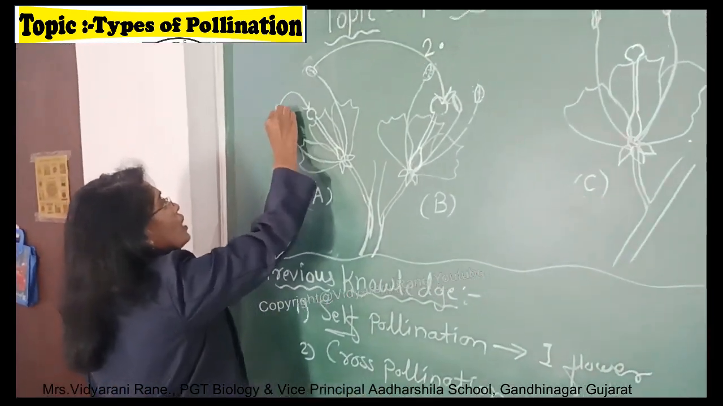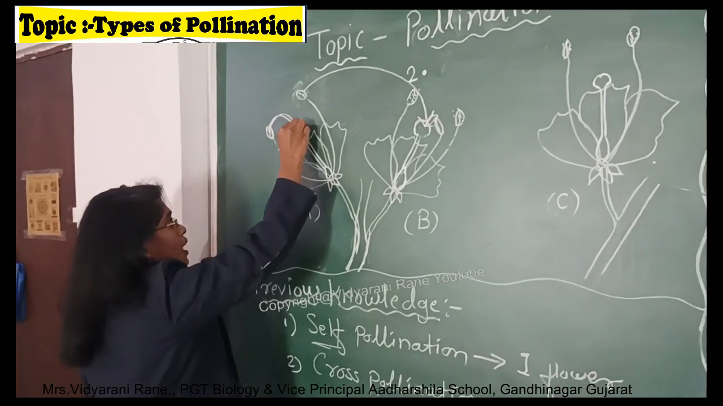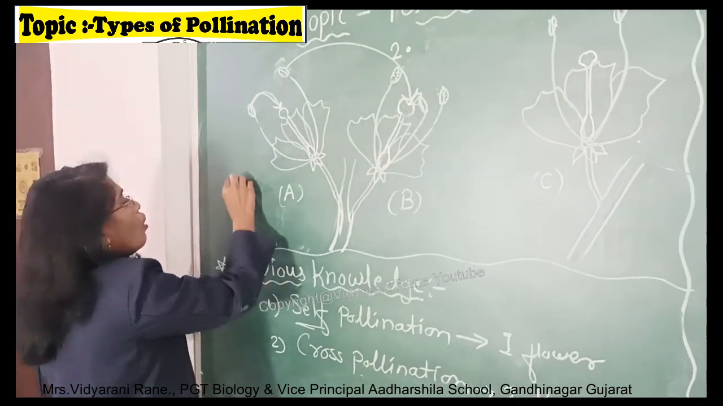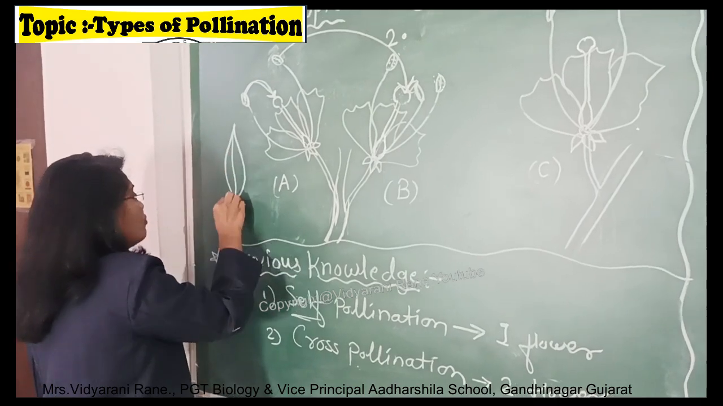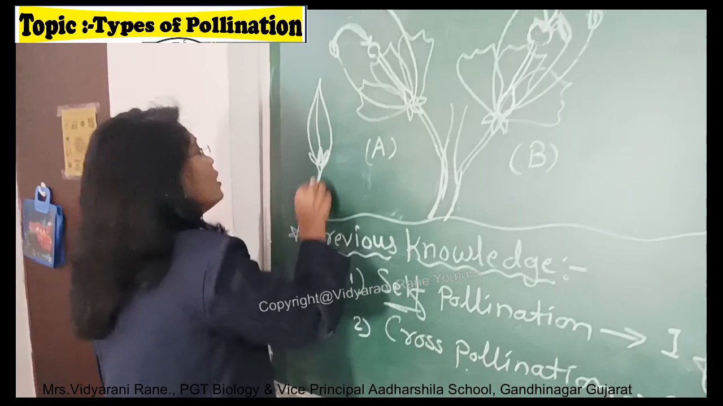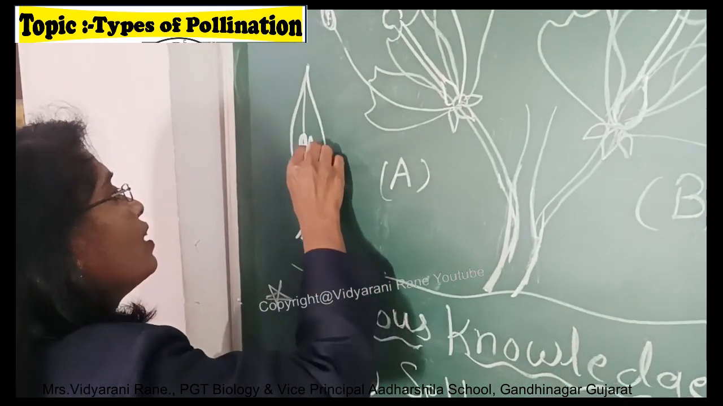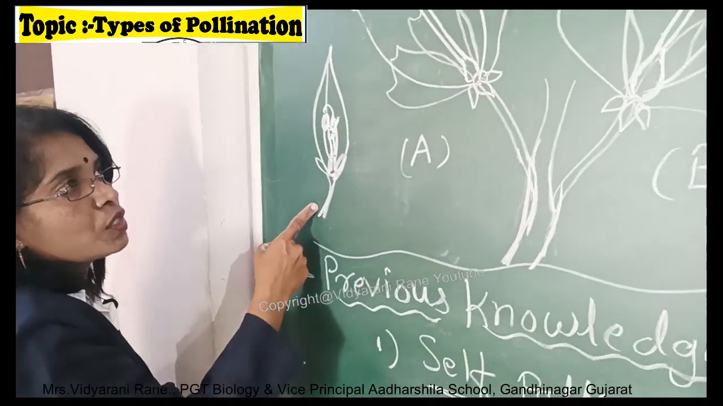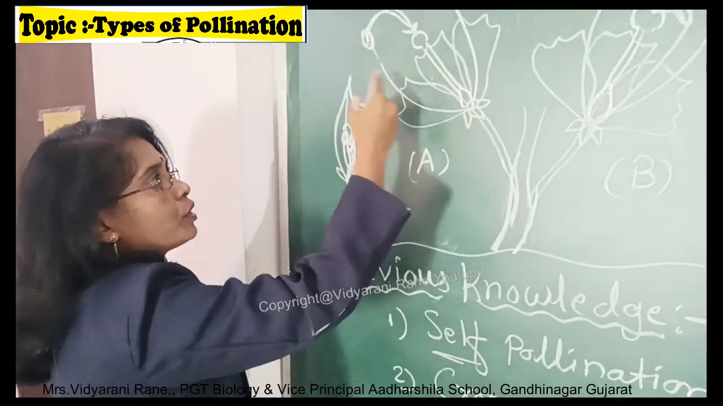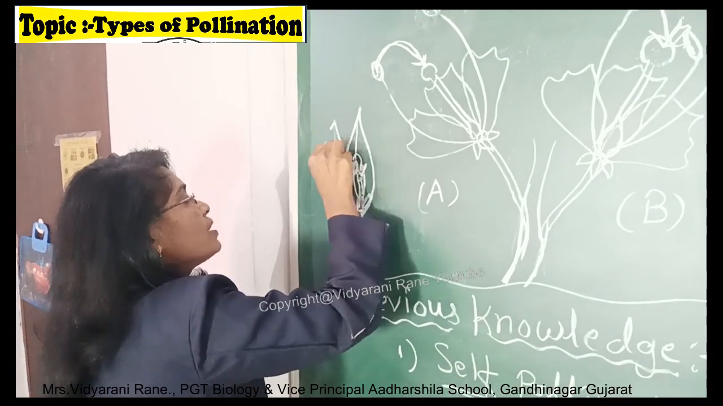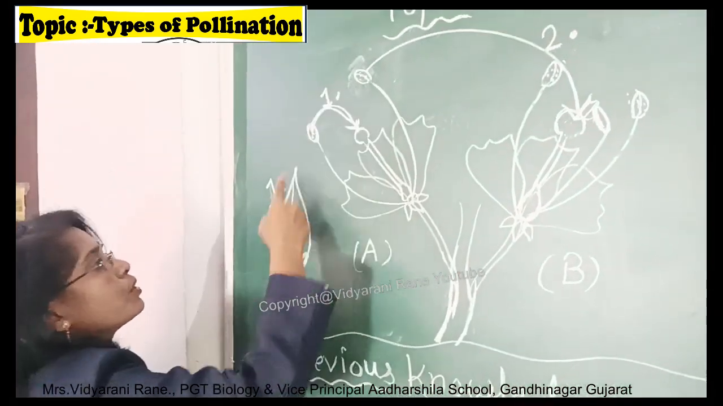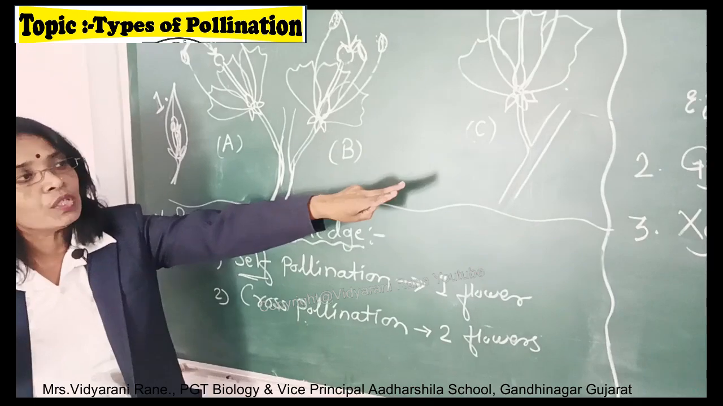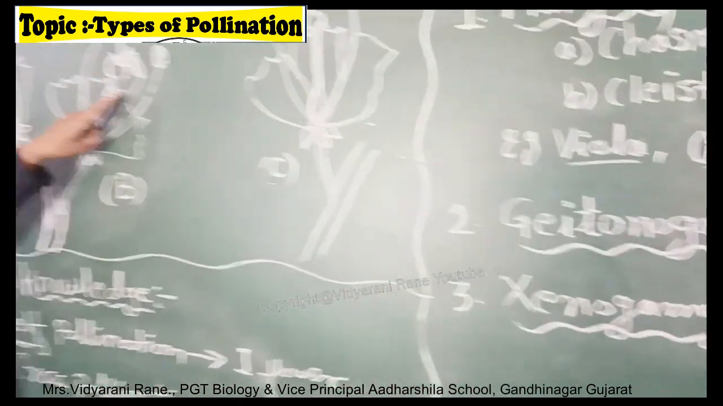Your first one is autogamy, this one. What? Pollen grains of the anther lobe to the stigma of the same flower, either the open or the closed one. Suppose this is the bud condition of the flower. Inside that this will be the anther lobe, and here the same, it will be the stigma. So it will be transferred here, cleistogamous or chasmogamous, autogamy. Here also the first type of pollination occurs. And this is the second type, Geitonogamy pollination, which occurs here.